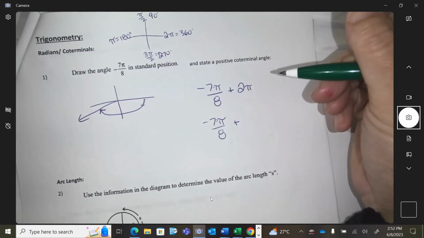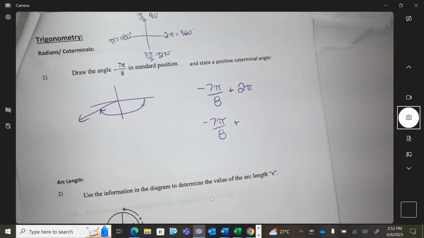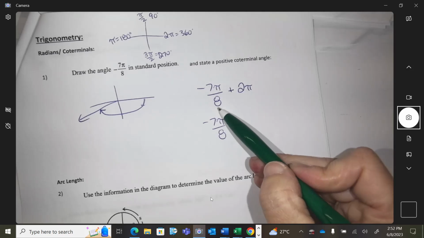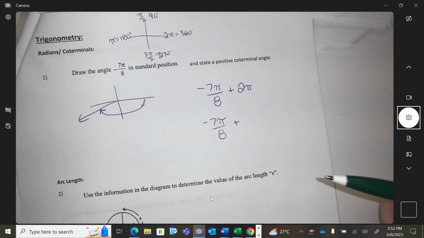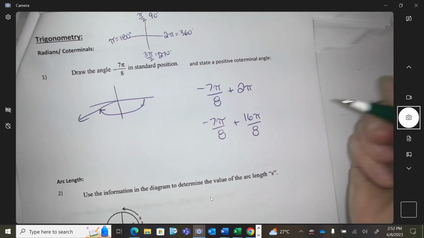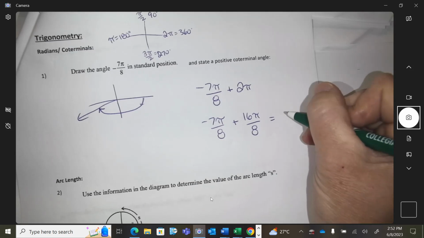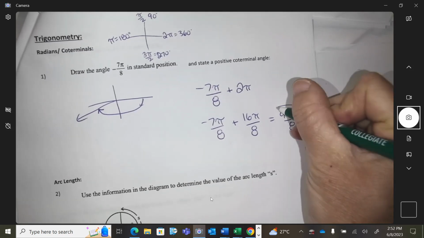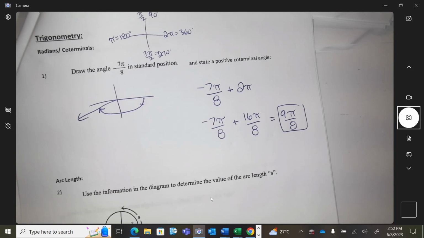Can we revamp 2 to match this fraction? So this fraction has an 8 on the bottom, so can you change the number 2 to be 16 over 8? So that makes 9 pi over 8. Okay, coterminal, rotate a circle. And then I had a question that was like, state all the coterminals up to this amount. Remember those questions as well?